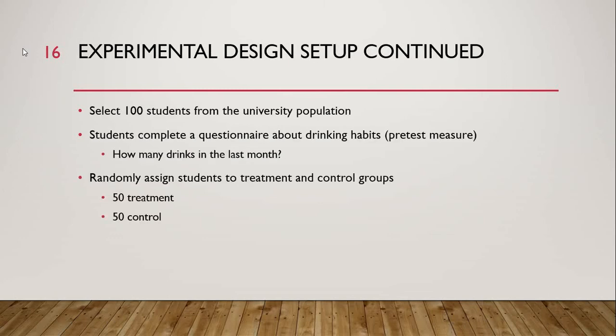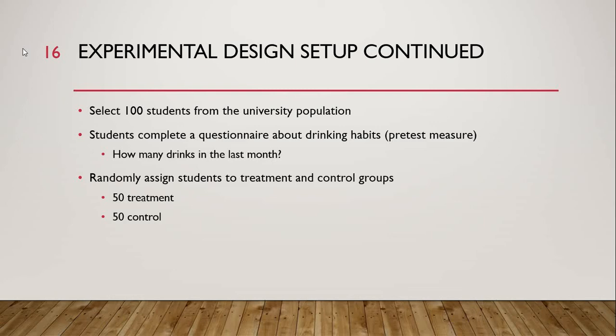So to set this up, we're interested in reaching the population of the university at large. So we would sample 100 students from the university population. And we'd have all of our 100 students complete a questionnaire asking them questions about their drinking habits. So we might ask them, for instance, how many drinks did you have in the last month? And this is our pre-test measure.